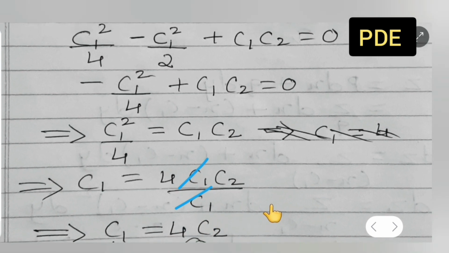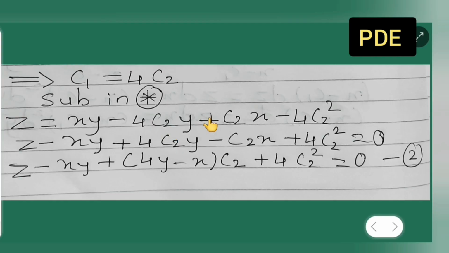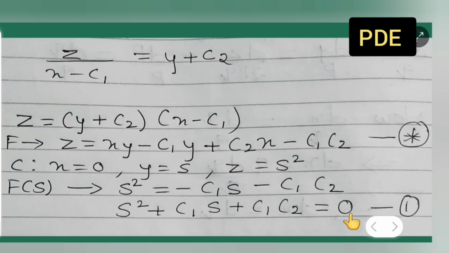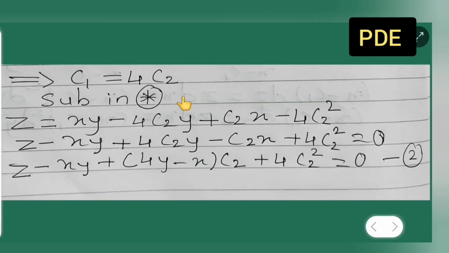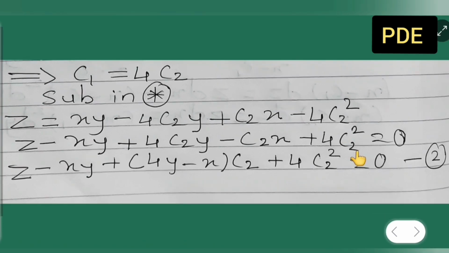Now after this I'll turn the page. Now c1 is equal to 4c2, you all got, right? Now you all have to substitute this in star, meaning in this star equation: z is equal to xy minus 4c2y plus c2x minus 4c2 square. This was your equation star. In this you were supposed to substitute. I hope you all have understood how you got this. After you substitute this value in star, you will get this.